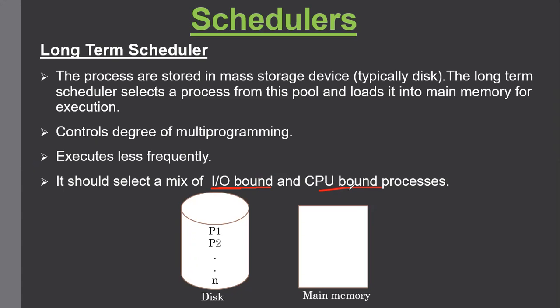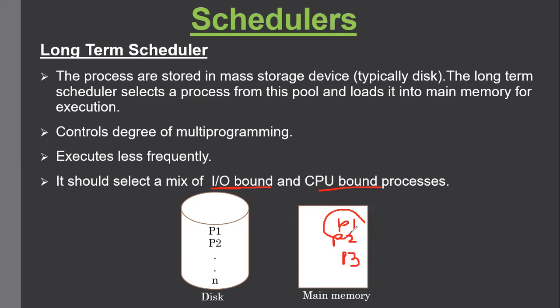Now, why is it important to select a mix of these two? Let's say the long-term scheduler has selected all IO bound processes. As we know, IO bound processes spend most of their time doing IO operations, and all are of the same category. Let's say P1, P2, P3 are there in main memory, and all three are IO bound processes.